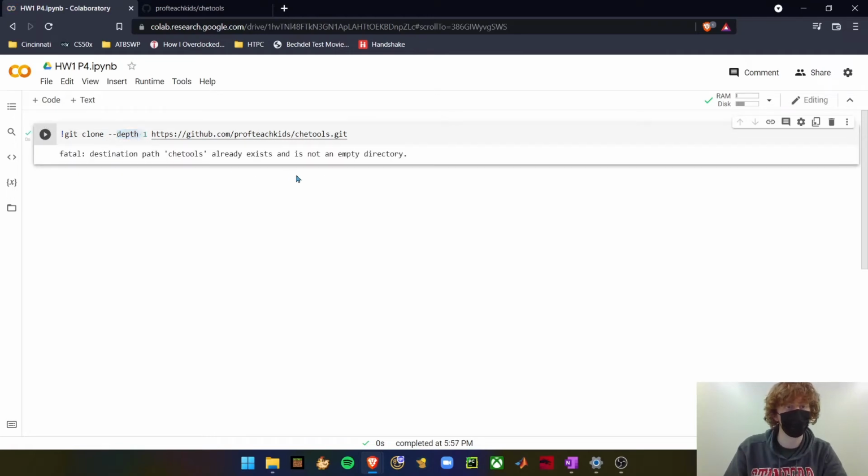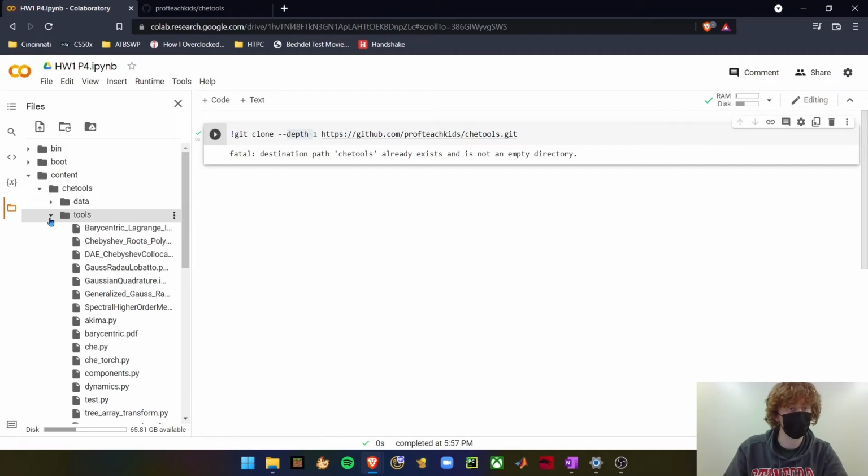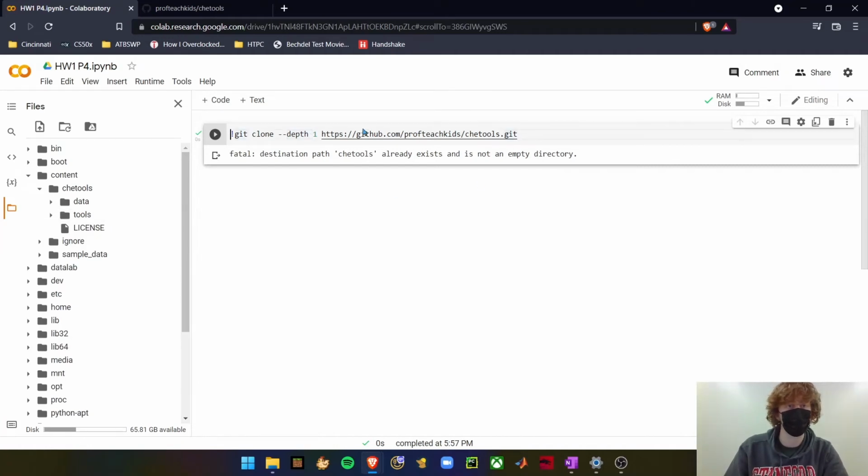If we go ahead and run that, it's probably going to give me an error, and that is because I have previously imported it here. So as you can see, we have everything that we need, all our data, and all our tools. So I'm going to go ahead and comment that out because I don't like seeing errors on my code.